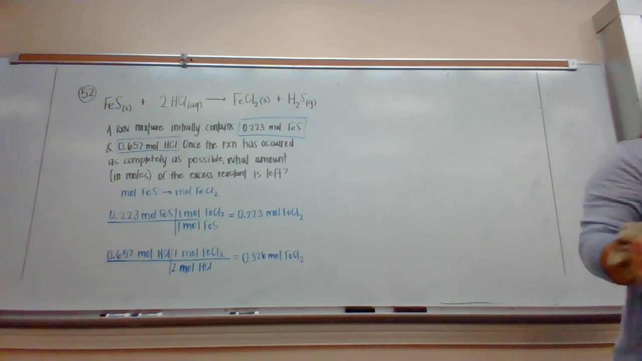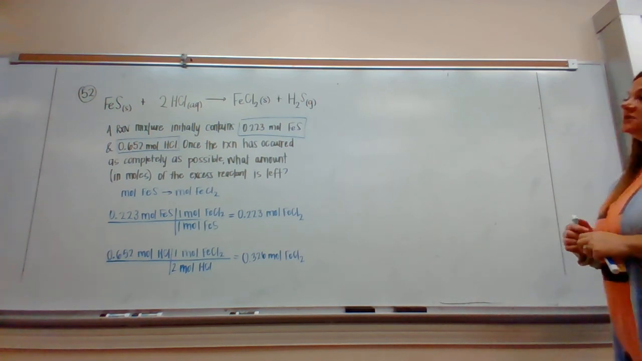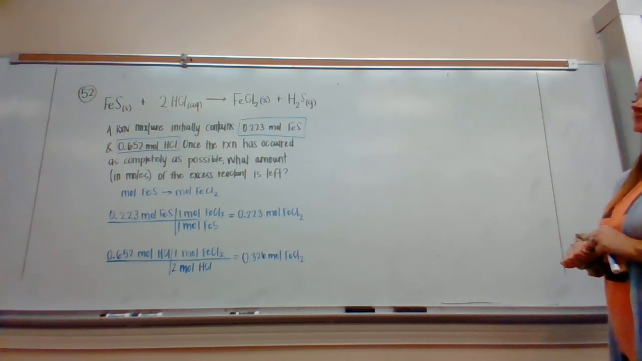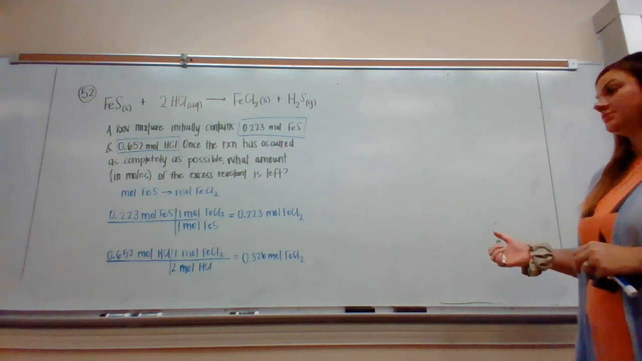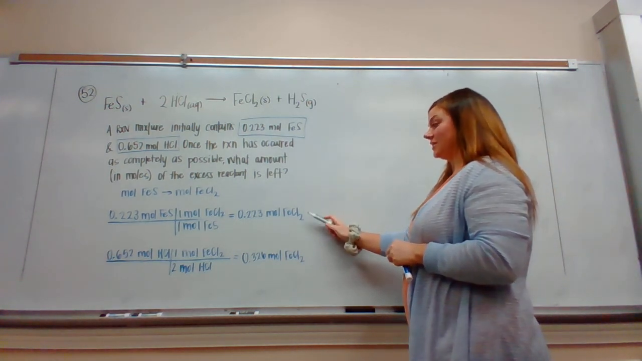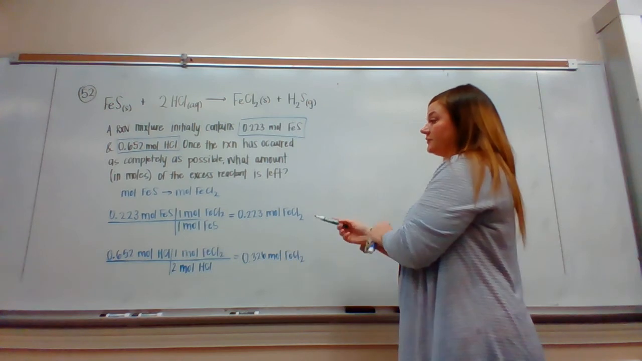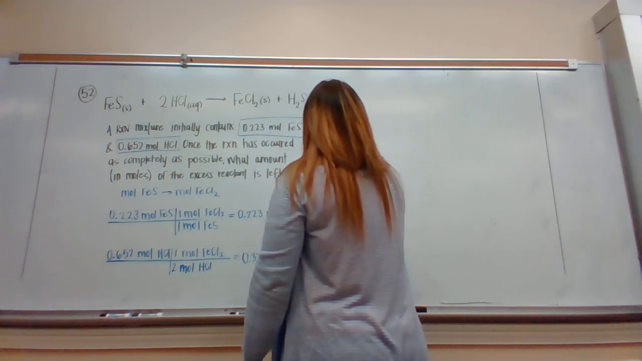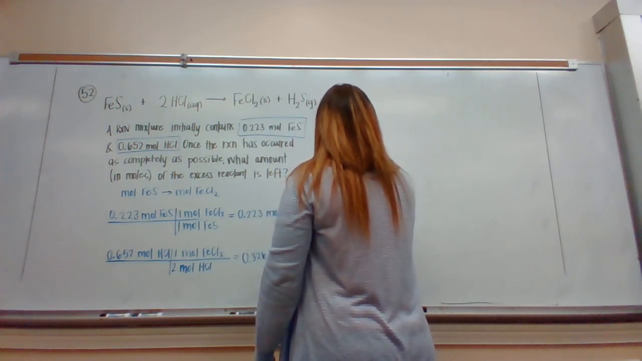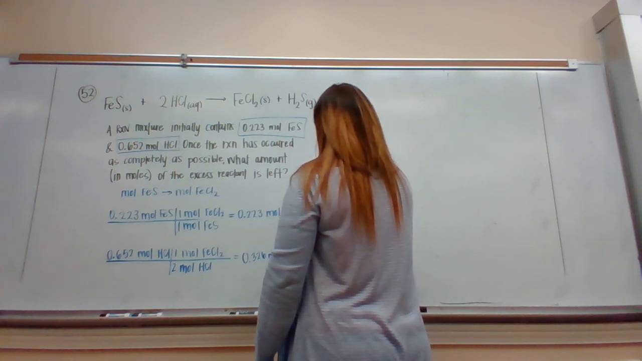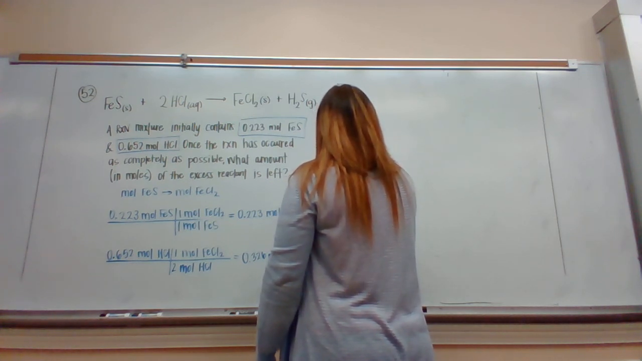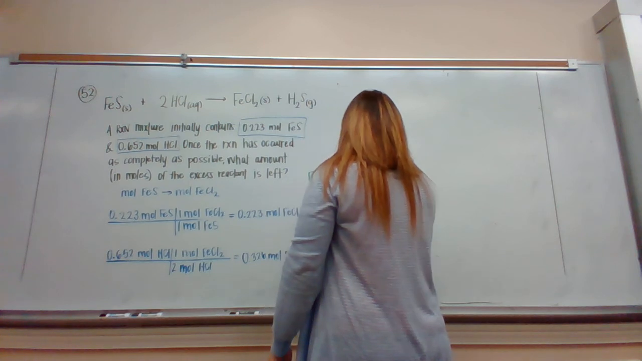Right, so from that, who is my limiting reactant? FeS, because it produced the smallest amount of product. So FeS is my limiting reactant, and therefore HCl is my excess reactant.